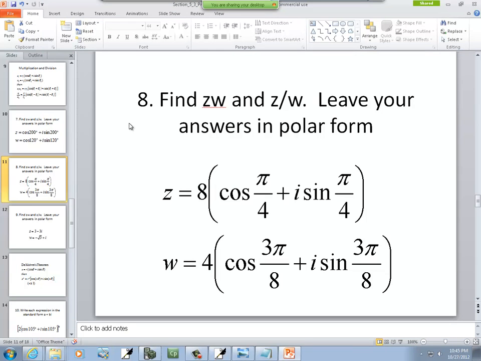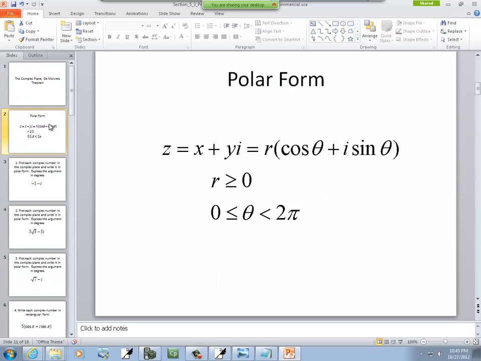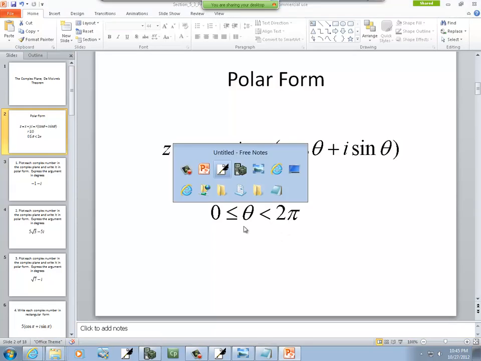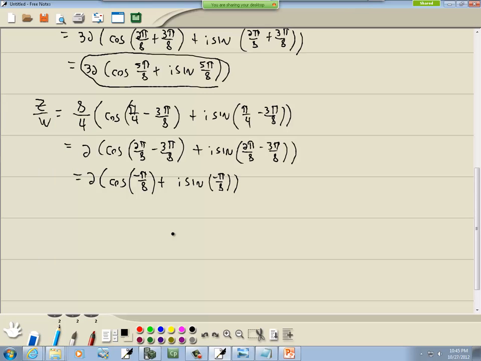Okay. If I go up here, this says that in polar form, the angle has to be between 0 and 2 pi. It can't be a negative pi over 8. So to get between 0 and 2 pi, very simple in this case, we just need to add 2 pi. So I've got 2 times cosine of negative pi over 8 plus 2 pi, plus i sine of negative pi over 8 plus 2 pi.